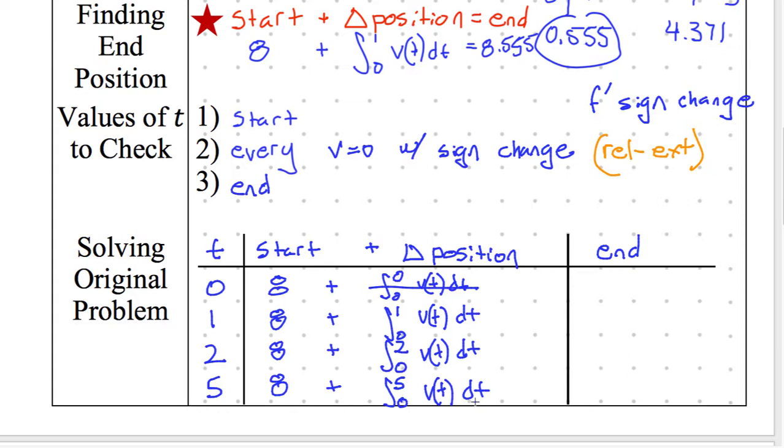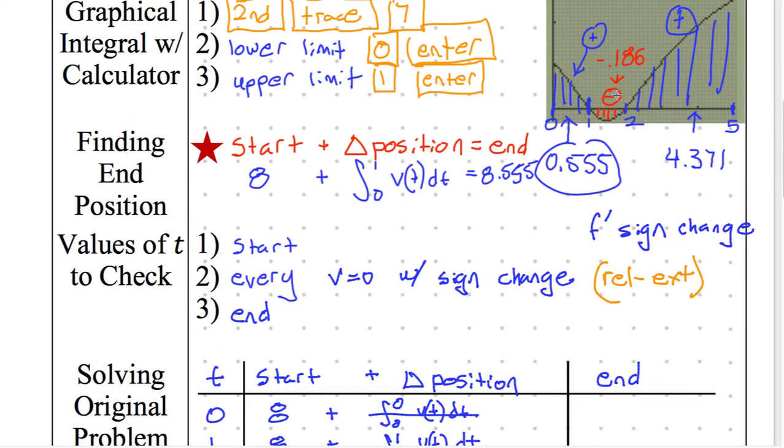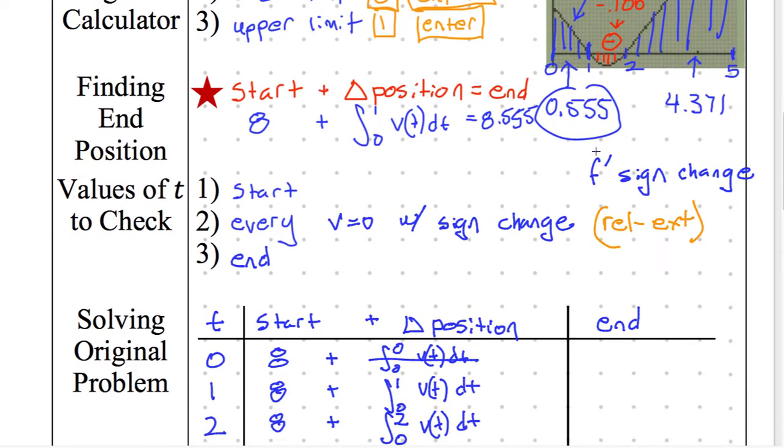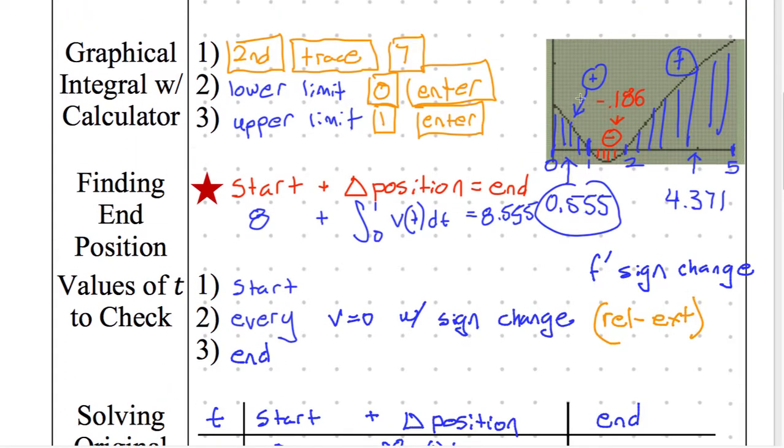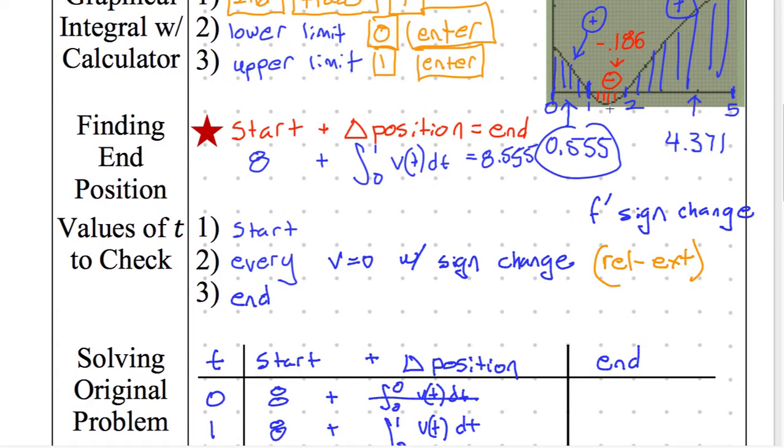All right. Now we have to do some calculator work. We already calculated what those areas are, so now we have to do a little bit more work. What we could have done is instead of entering each of these individual areas, we could have done the graphical integral from 0 to 2, and then it would have added 0.555 with negative 0.186 for us. But we're just going to do that right now on our calculators.